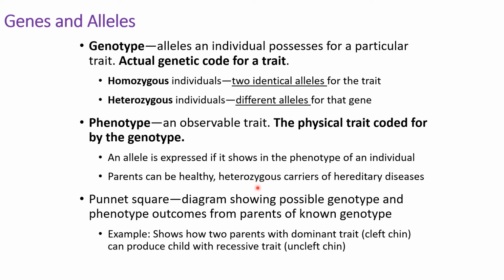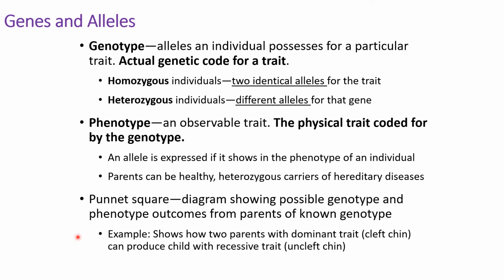If the mom got together with her second husband, and that guy was homozygous for that same predisposition, then maybe the offspring will end up with that predisposition for diabetes. So just keep in mind, you can be heterozygous and be a carrier of a disease and not actually express the disease, but perhaps your offspring will.